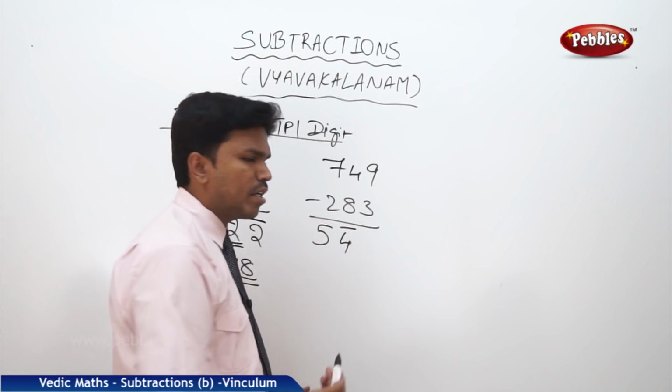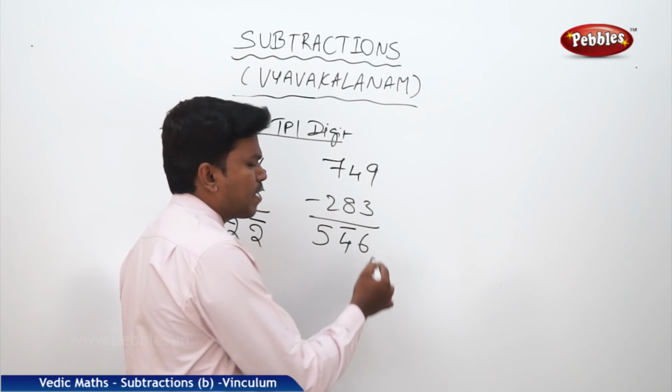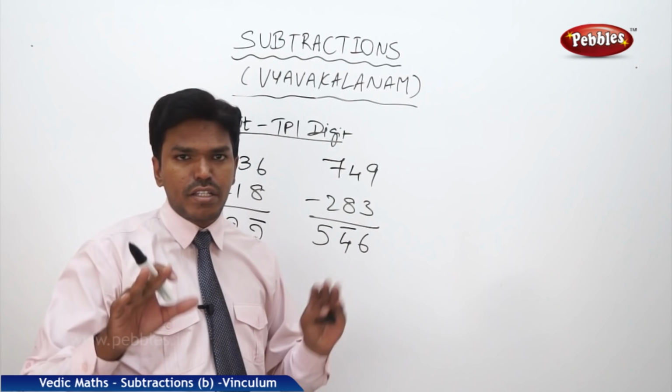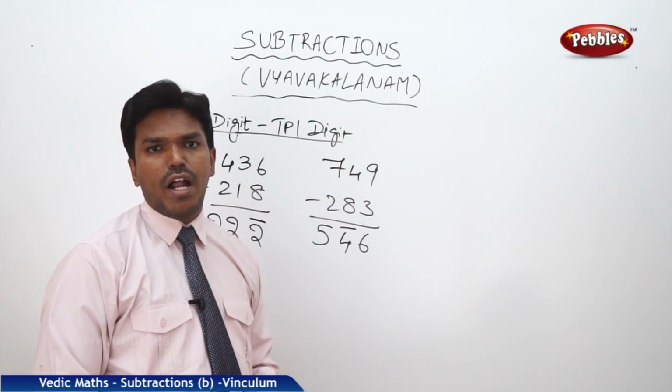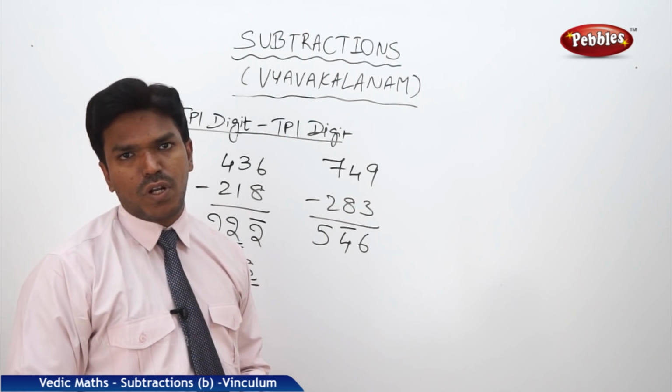That will be 4 bar. Reverse subtraction: 9 minus 3, directly you can write 6. If the subtraction is possible, we will write directly. If the subtraction is not possible, then only we will go for the reverse subtraction and write the answer with a bar on it. That is nothing but Vinculum.